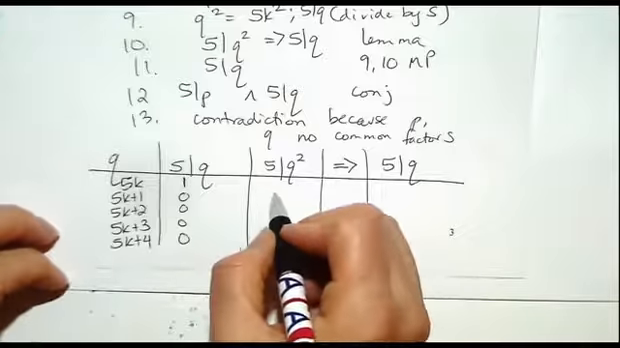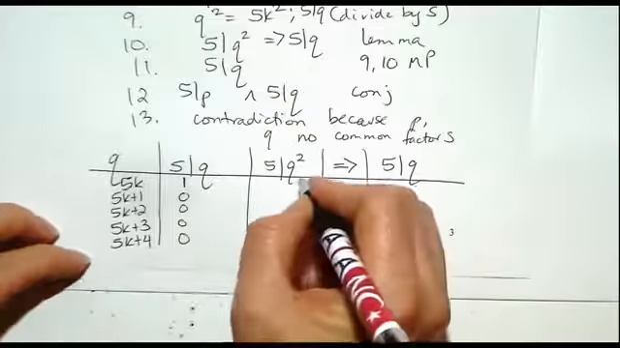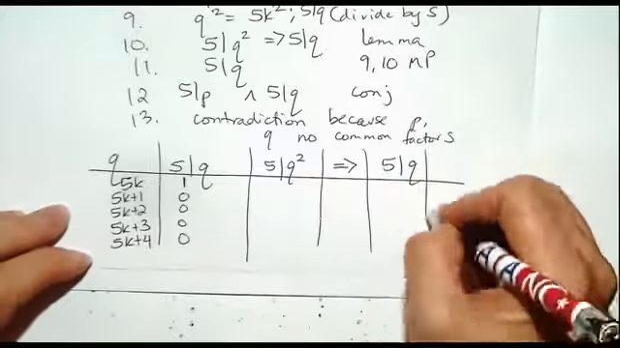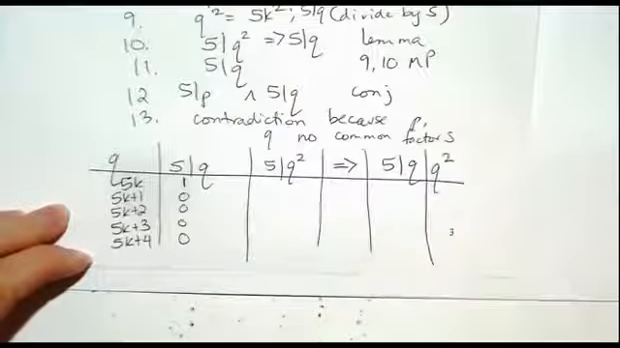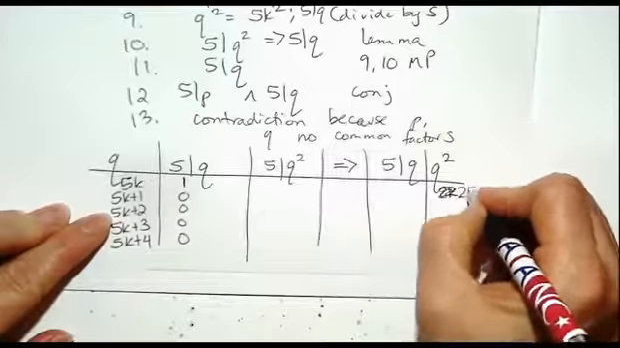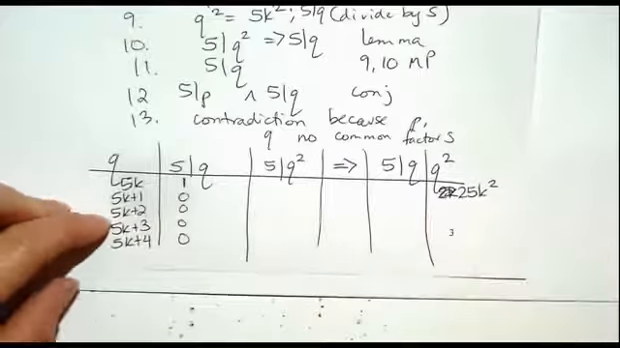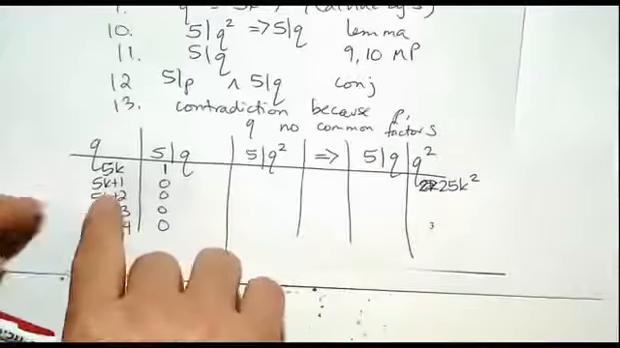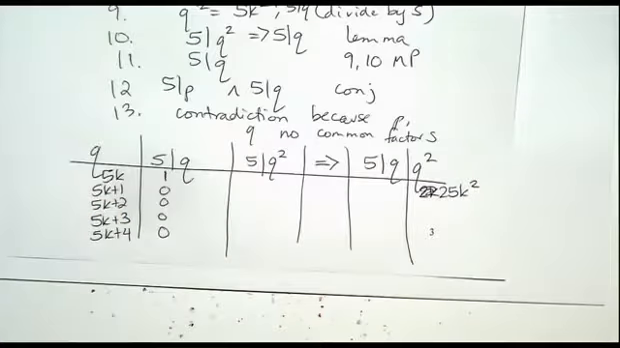So then what I do in order to figure out whether 5 divides q squared is I actually have to put q squared on here, and I have to use q to figure out what it is. So the first one is 25k squared. The rest of them, you multiply out this number times itself and show that all the terms are divisible by 5 except for the last one.